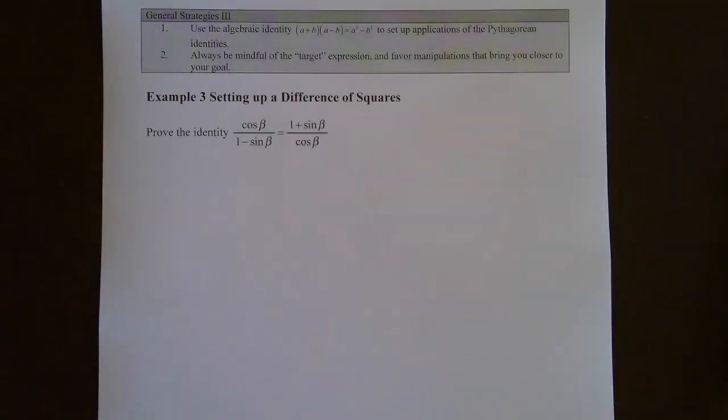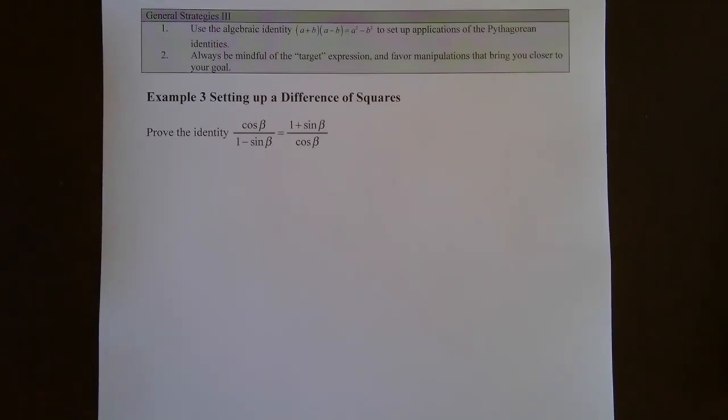So the next strategy is using the algebraic identity a plus b times a minus b is equal to a squared minus b squared. If we do that, it sets up a lot of times a Pythagorean identity. And always be mindful of where we want to go. What are we trying to get to? You want to jump on manipulations that would get you closer to what you want.